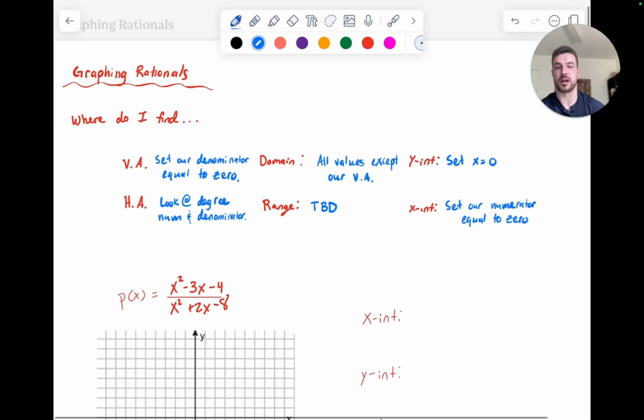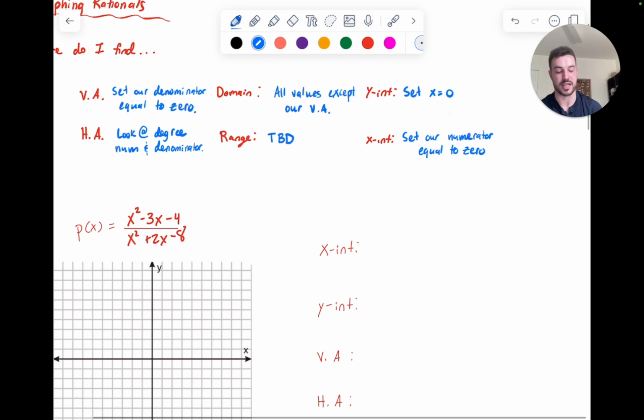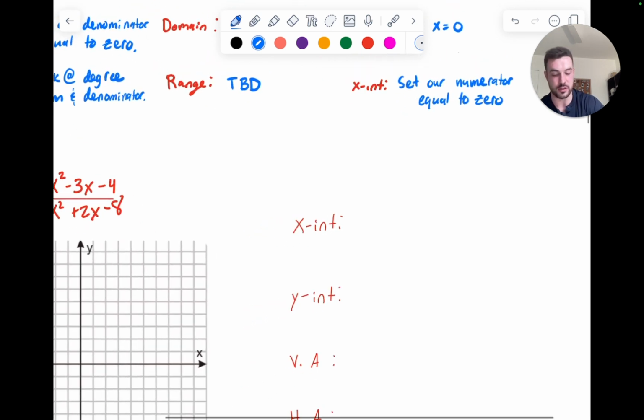So we're going to talk about these specifically with this example below. We have p of x is equal to x squared minus 3x minus 4 divided by x squared plus 2x minus 8. As we talked about above, an x-intercept is where we set our numerator equal to 0 and we solve.